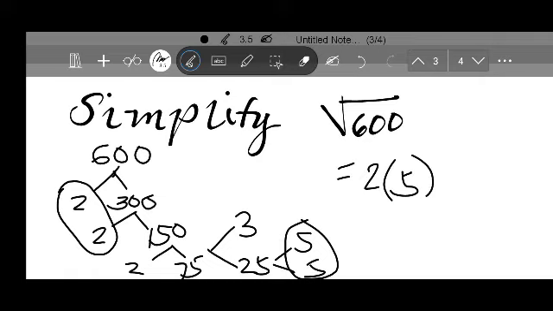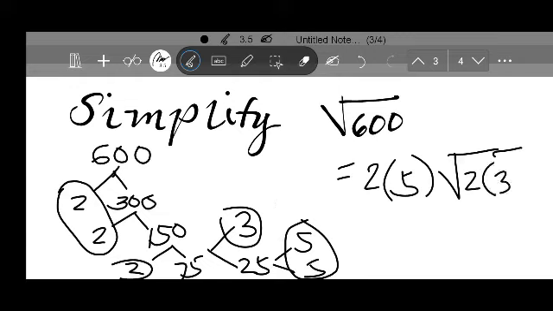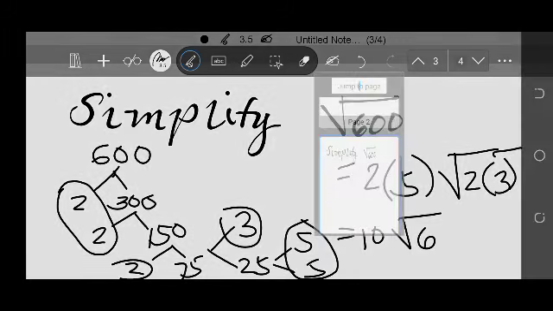And then you have the other numbers, 2 and 3. They cannot be paired. So multiply them inside the radical symbol. You have 2 times 3. So 2 times 5 is 10. Square root of 2 times 3 is 6. Therefore, the simplified form of square root of 600 is 10 square root of 6.